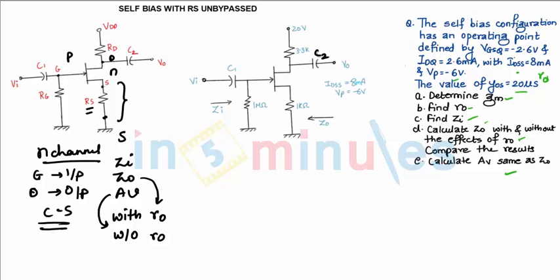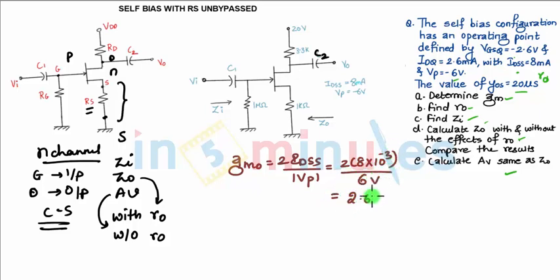Directly we can find the value of GM. How to find the value of GM? You know the formula. GMO is twice IDSS by mod of VP. This will give you GMO as 2 into 8 milliampere divided by VP, which is 6 volts. This will give you 2.67, and from this you can find GM as GMO times 1 minus VGS by VP.